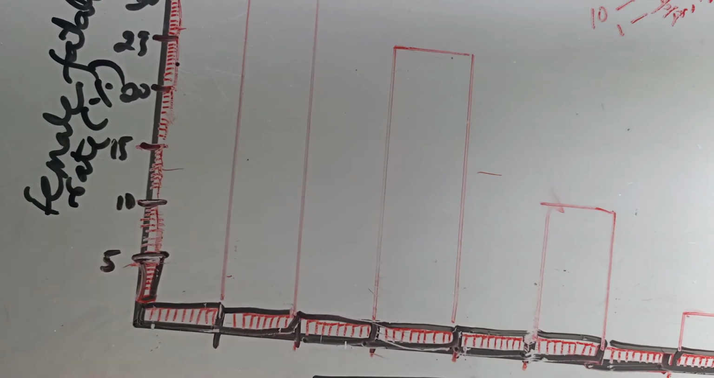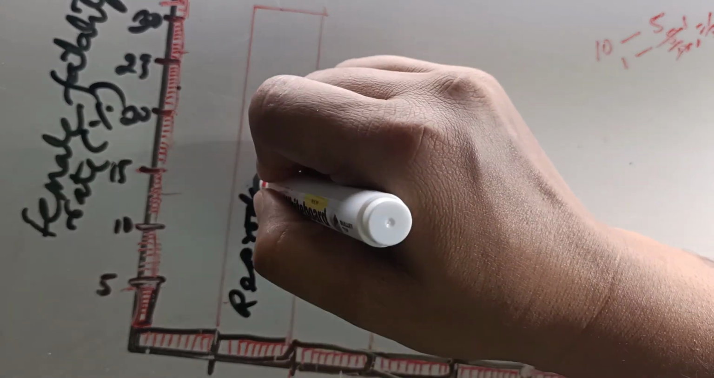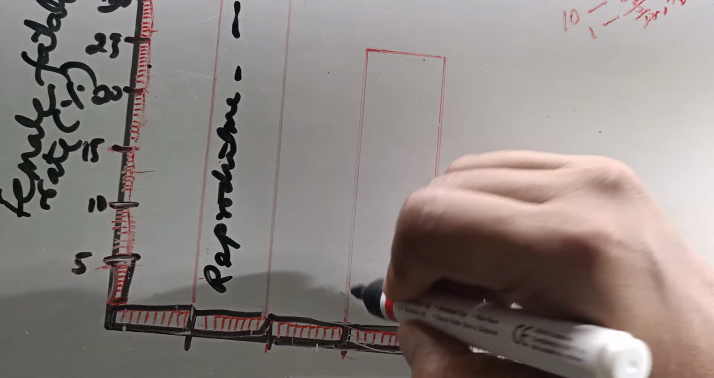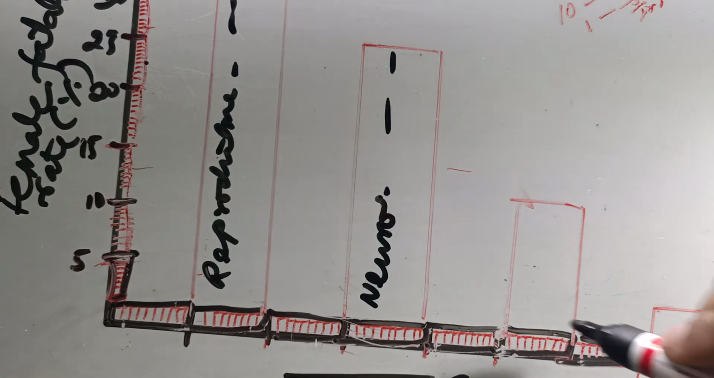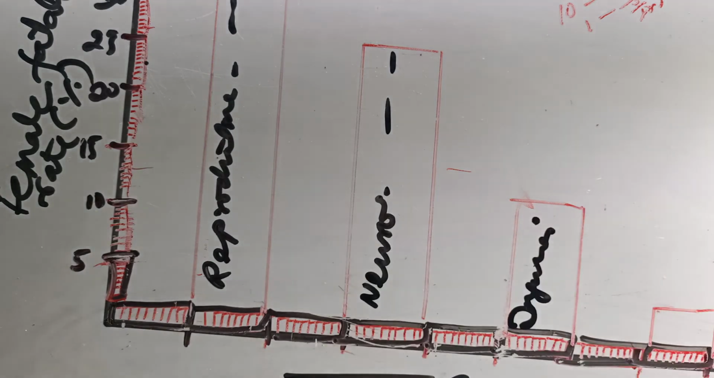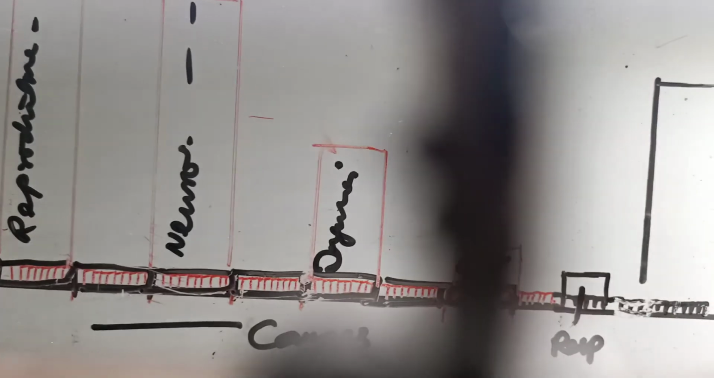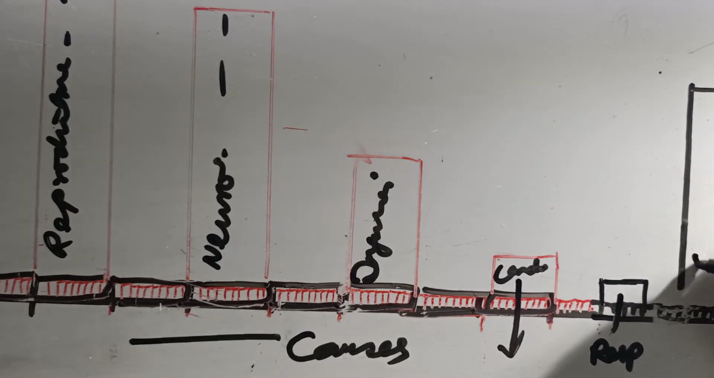And the first one is what? Reproductive health condition. So inside it you can write reproductive health condition. The next one is neuropsychiatric conditions, right? Next one is injuries. Okay, injuries. This one is cardiovascular conditions, right? Cardio. And respiratory, this is respiratory. And the last one is other causes.